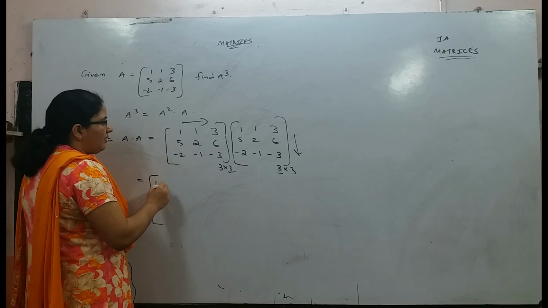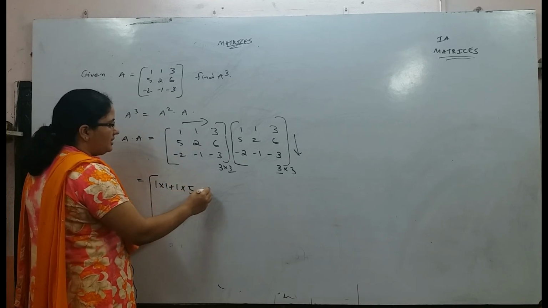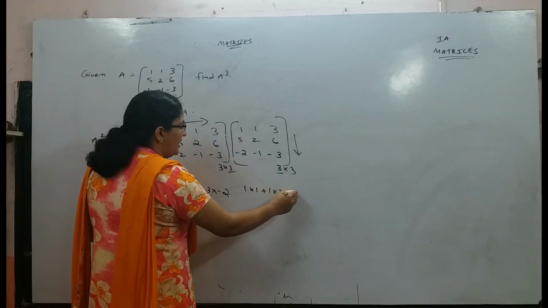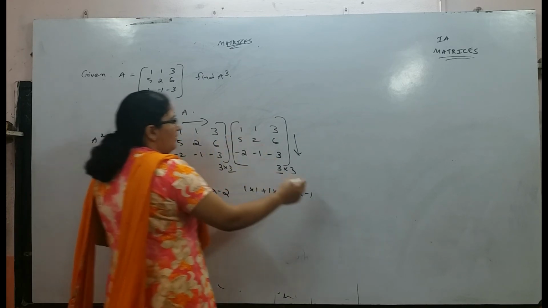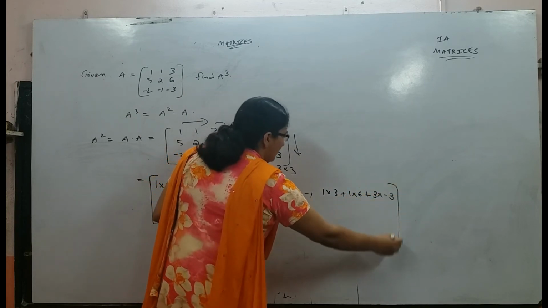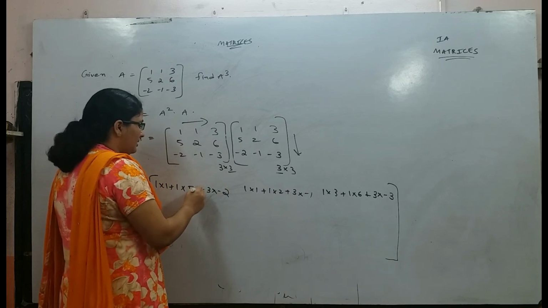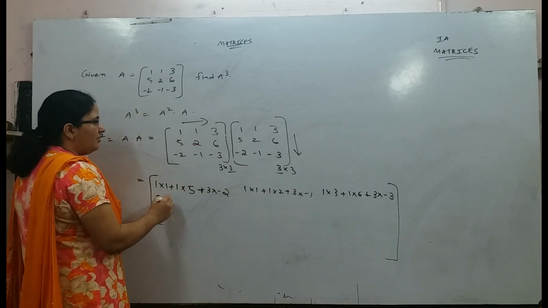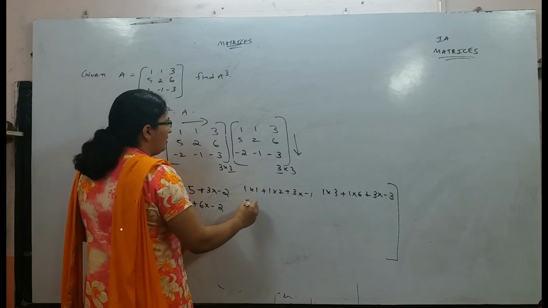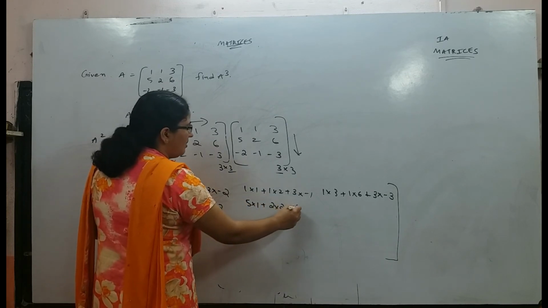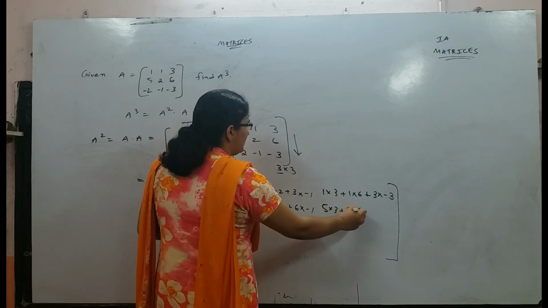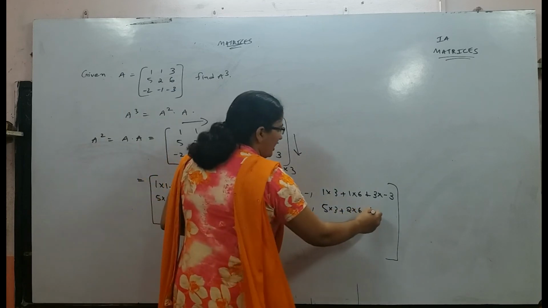Now this is equal to 1 into 1 plus 1 into 5 plus 3 into minus 2, 1 into 1 plus 1 into 2 plus 3 into minus 1, 1 into 3 plus 1 into 6 plus 3 into minus 3, 5 into 1 plus 2 into 5 plus 6 into minus 2, 5 into 1 plus 2 into 2 plus 6 into minus 1, 5 into 3 plus 2 into 6 plus 6 into minus 3.